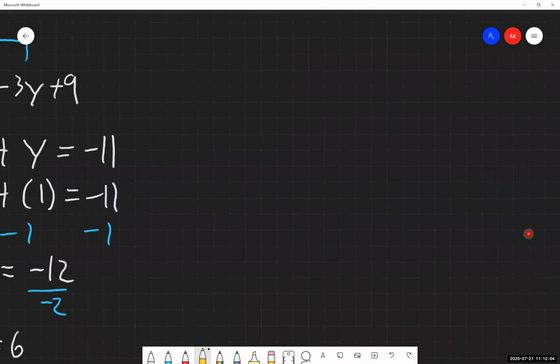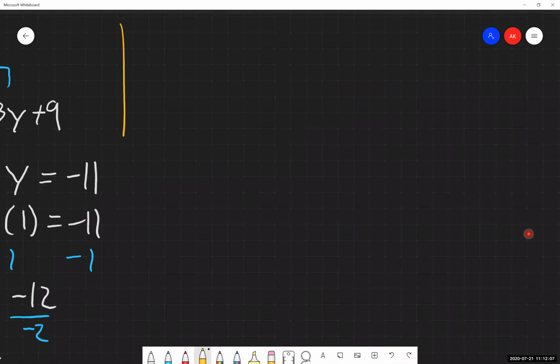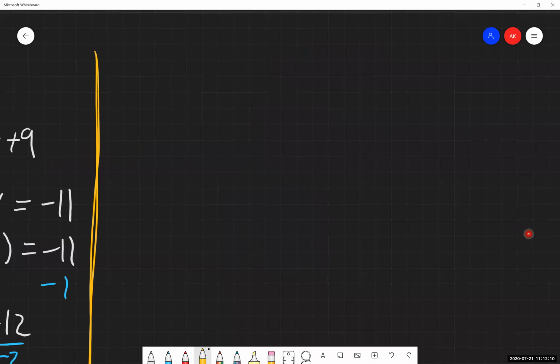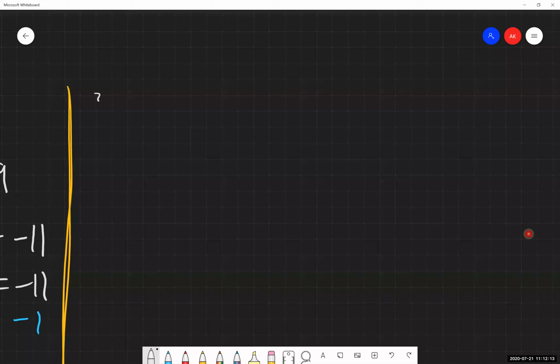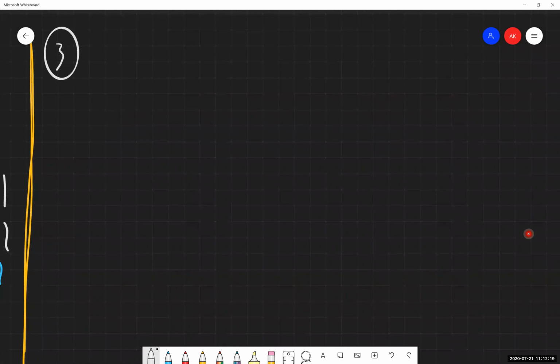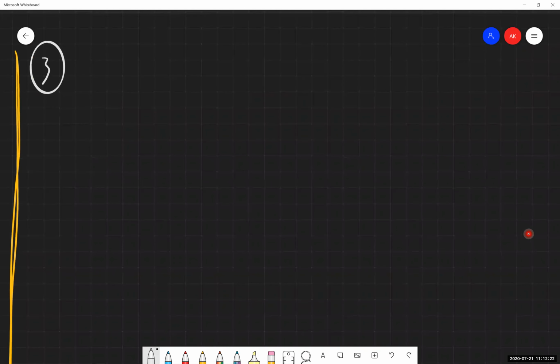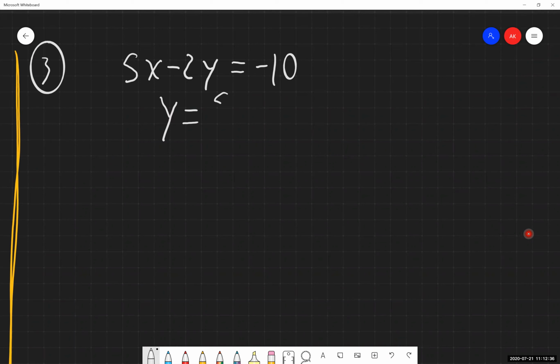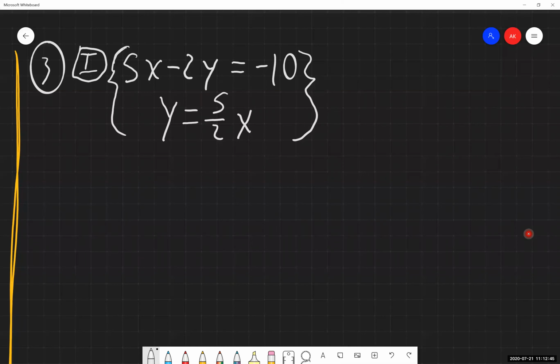So moving on to example 3. So we've been given, similar to our previous one, our two equations. Our first equation given to us is 5x minus 2y is equal to negative 10. Our second equation is y equals 5 over 2 x. So we have our first equation and we have our second equation.